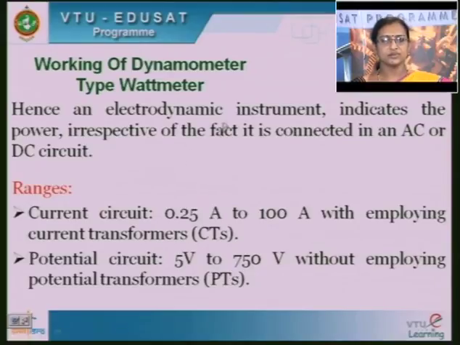So this is how you are going to measure the power in case of both DC and AC circuits. You are going to use this dynamometer type wattmeter to get the power in AC and also in DC, irrespective of whether it is connected to the AC circuit or to the DC circuit. What are the ranges you are considering? Usually for the current circuit, 0.25 ampere to 100 ampere, employing current transformers. Without employing potential transformers, you have for the potential circuit 5 volts to 750 volts.